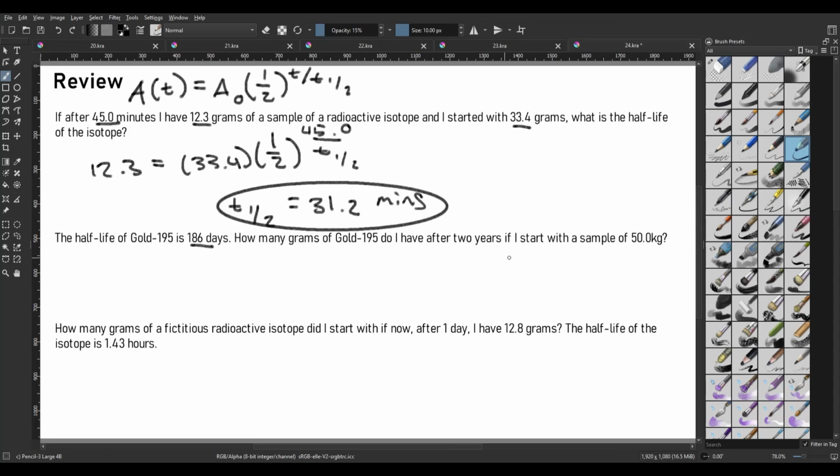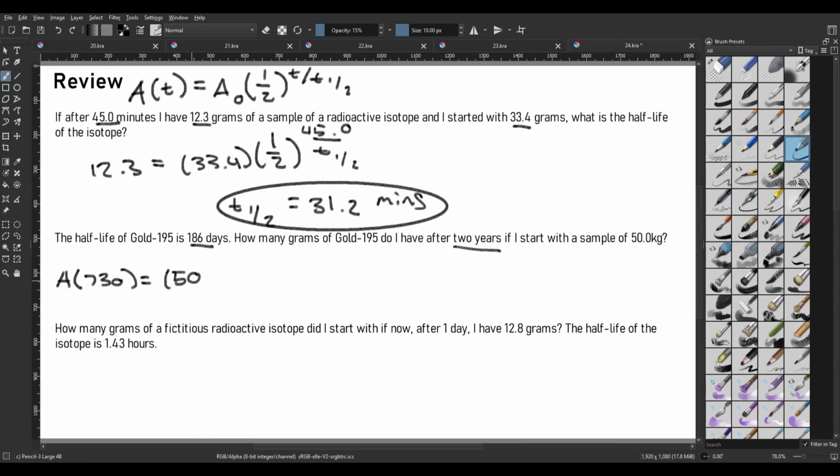So the half-life is given in days. We have 2 years. If there are 365 days per year, 365 times 2 is going to be 730 days. So we have to keep everything in days here, or we could turn it to years. We're going to go ahead and do days for the sake of simplicity. So A of 730 days is going to be the initial amount, 50 kilograms.